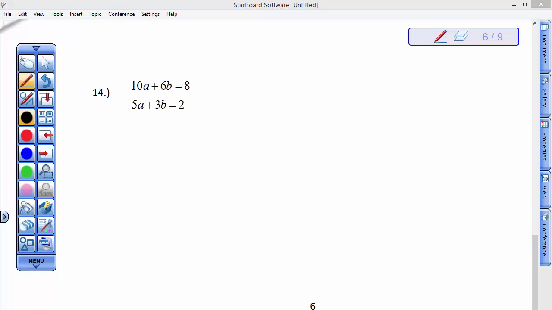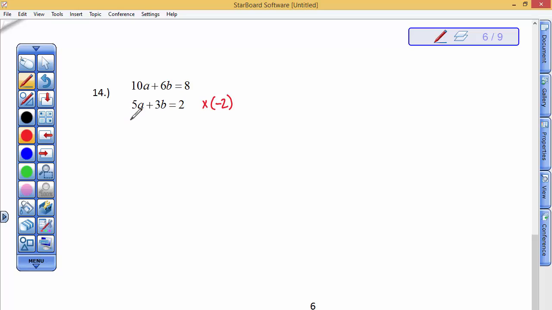In the event that you've continued on and solved this system by elimination, you've discovered something funny to happen. So whether or not you saw this 10 and this 5 and said, I'd like to make this a negative 10, or you saw this 6 and this 3 and said, I'd like to make this a negative 6 to combine with this, either way, you'd be multiplying this second equation by a negative 2.